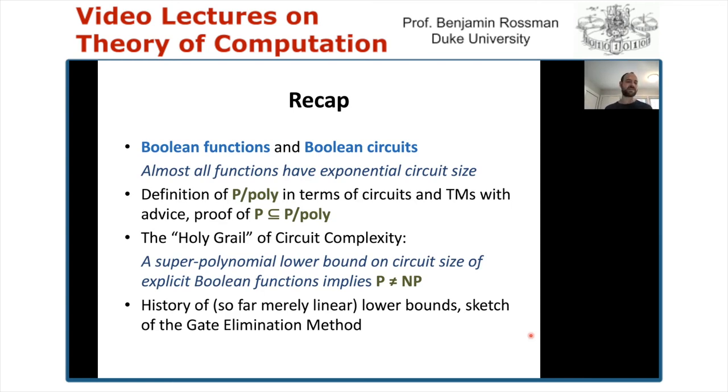And we discussed the holy grail of circuit complexity, which is to prove a super polynomial lower bound on the circuit size of explicit Boolean functions. And this would imply P not equal to NP. We had a look at the history of lower bounds known to date, so far merely linear. And we gave a sketch of a gate elimination method, which can be used to prove some of these lower bounds.